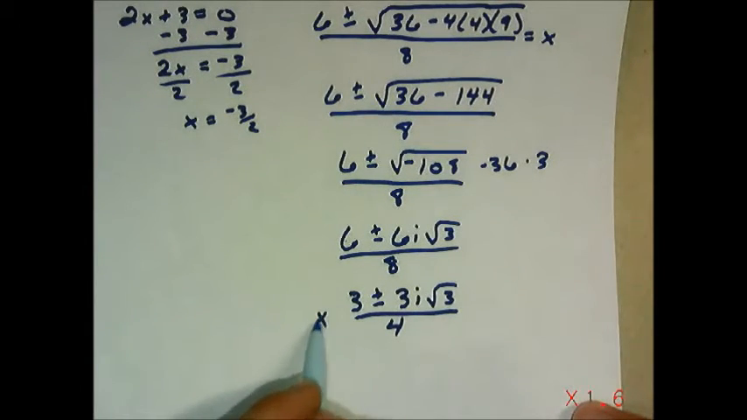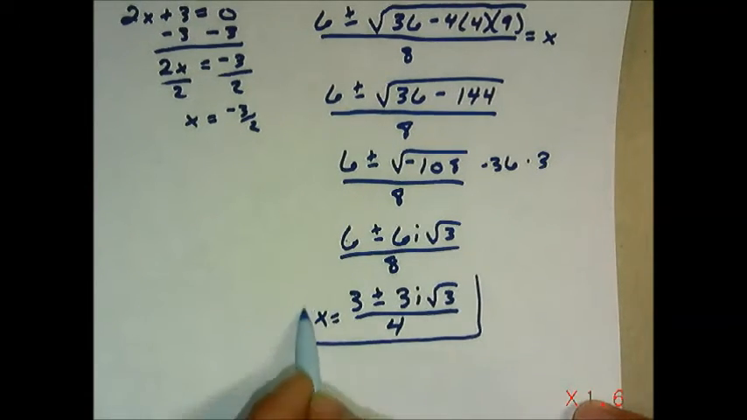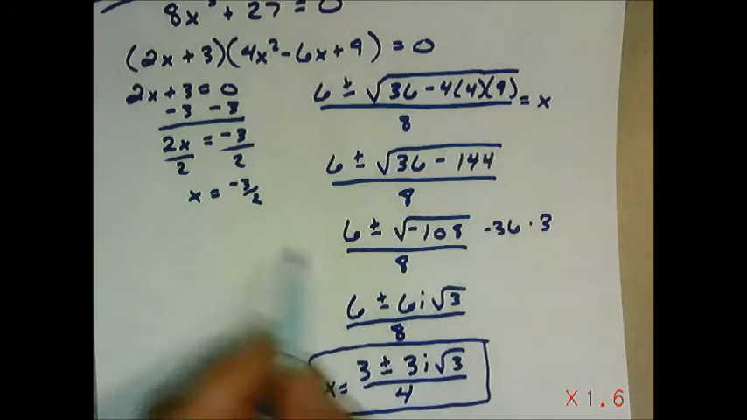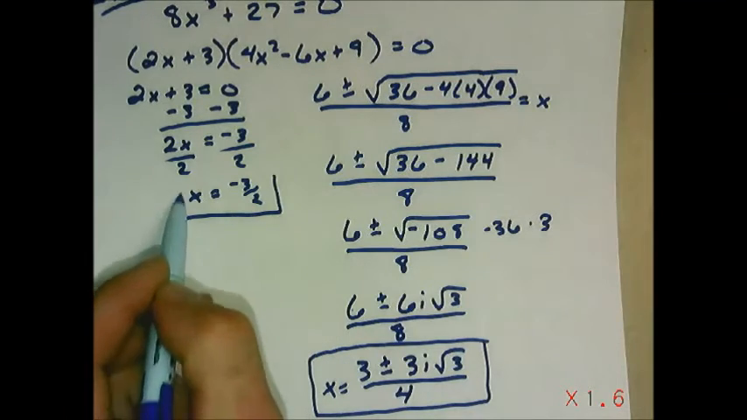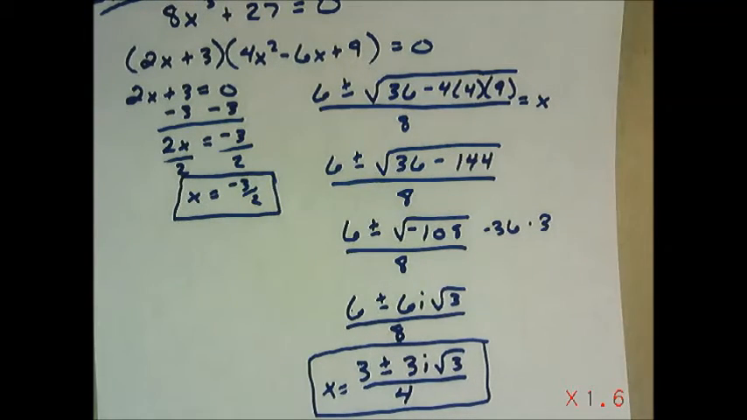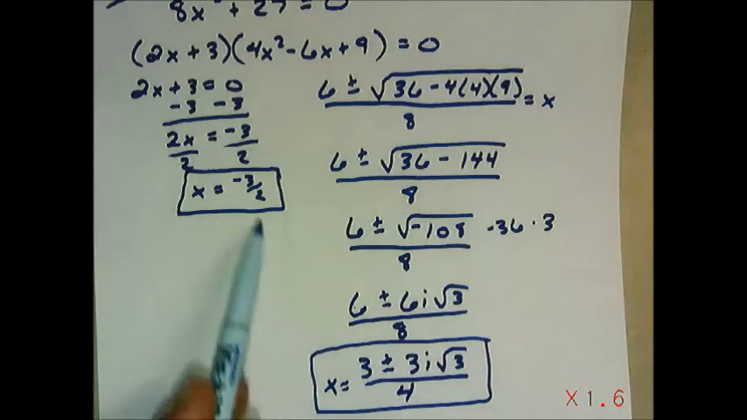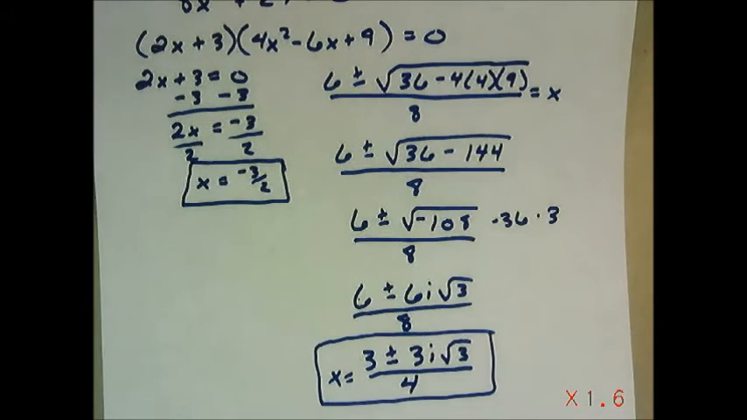And there are 2 of our solutions. Remember, we have that plus or minus. They are complex or imaginary. And we have x equals negative 3 halves. And there are our 3 solutions. 2 here, 1 there. Let's go ahead and look at solving a quartic now.